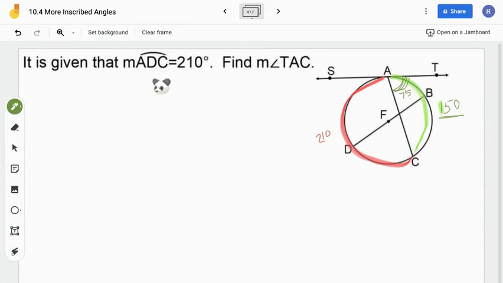Now, we're not asked to find the other angle here, but if we were, we know that that arc is 210, which means this angle here would have to be 105 degrees. Okay, so the same kind of idea that we looked at with those intercepted angles, but our angle is created a different way.